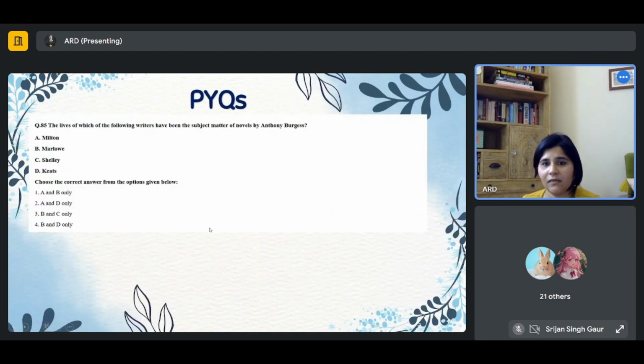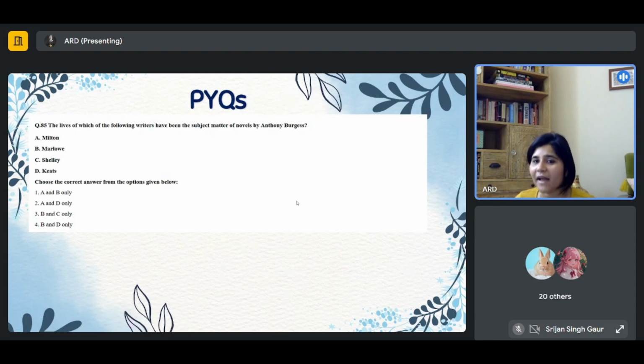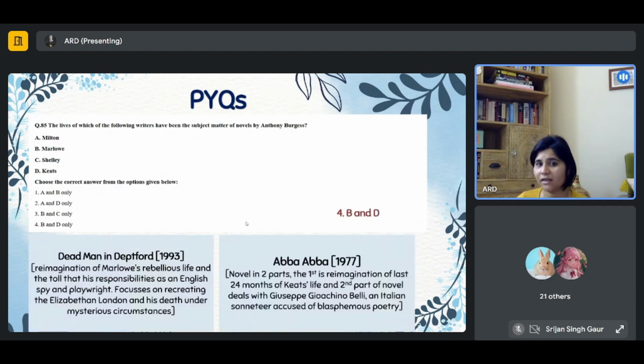Okay. This is a little interesting. This is Anthony Burgess, postmodern author. He has written two books on which of the following authors: Milton, Marlowe, Shelley, Keats. Out of these four, on two authors, he has reworked their biographical lives. Srijan is saying A and B, Milton and Marlowe. No, it is B and D. Marlowe and Keats.